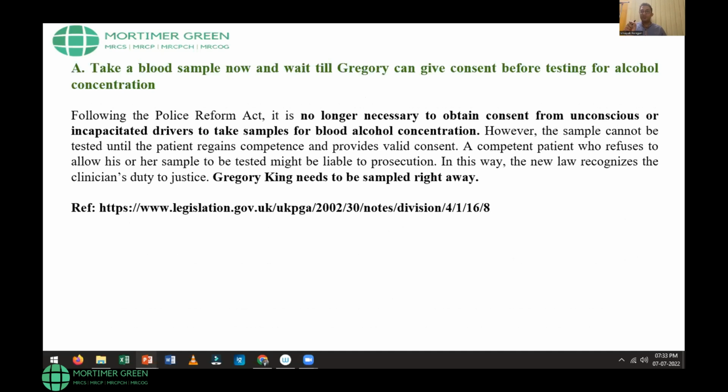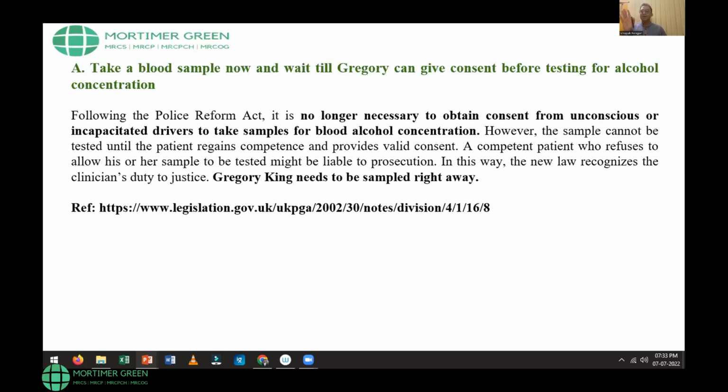A competent patient who refuses to allow his sample to be tested can be liable for prosecution. So basically, you wait for his consent, but if he refuses it, he is liable for prosecution. Don't ask me the logic. Many times, that is what the law says. There might not be logic in this, but this is what the law says.